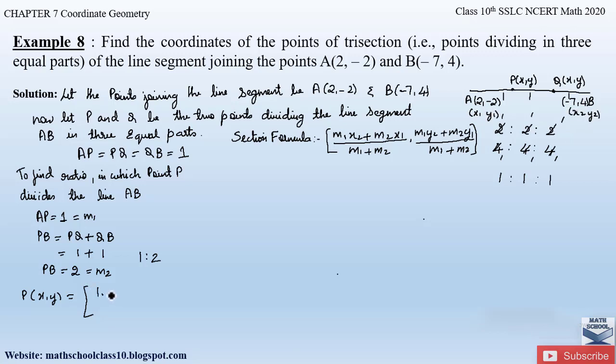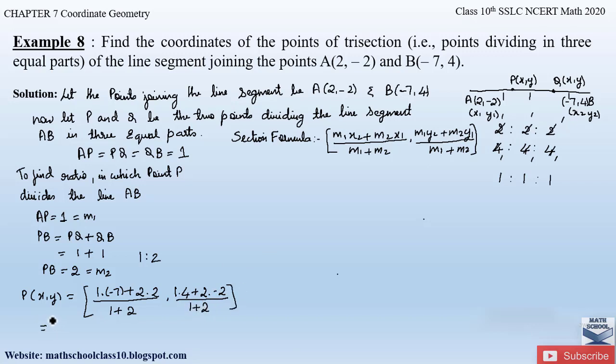So 1 into x2 is -7 plus m2 into x1. m2 value is 2 into x1 is 2, divided by m1 plus m2, that is 1 plus 2. Again, the y coordinate is m1 into y2. So m1 value is 1 here, into y2 is 4, plus m2 value is 2 into y1 which is minus 2, divided by m1 plus m2, that is 1 plus 2.